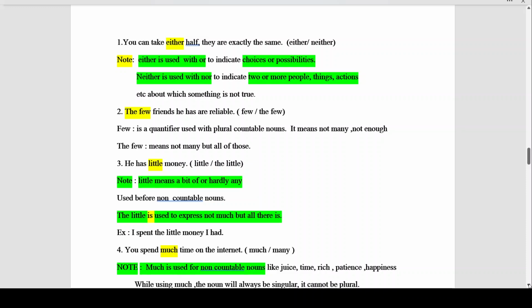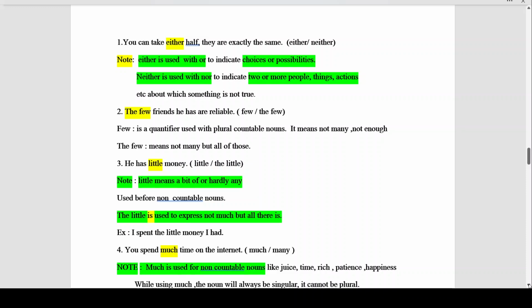Number 2, the few friends he has are reliable. Why is it "the few" and not "few"? Now, students, few is a quantifier which is used with plural countable nouns. It means not many or not enough. But a very important thing to remember is that "the few" means not many but all of those. That means जितना है उतना ही. That is why we say जितने भी कम friends है उसके वो reliable है. So the few friends he has are reliable.